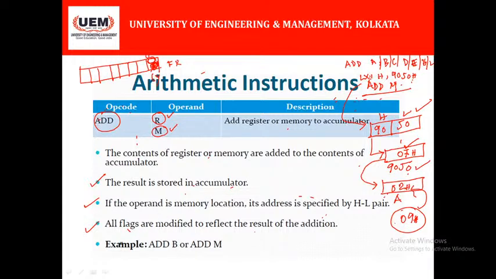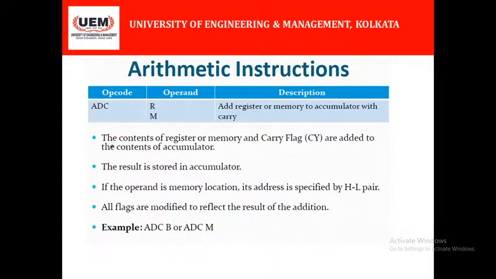Okay, next are examples: ADD B, ADD M. These are examples of these types of instruction. After that the next are ADC R and ADC M. In ADC, AD stands for add, C for carry. So we are adding the register or memory to the accumulator along with the value of the carry flag. So the previous value of the carry flag should be taken into consideration.